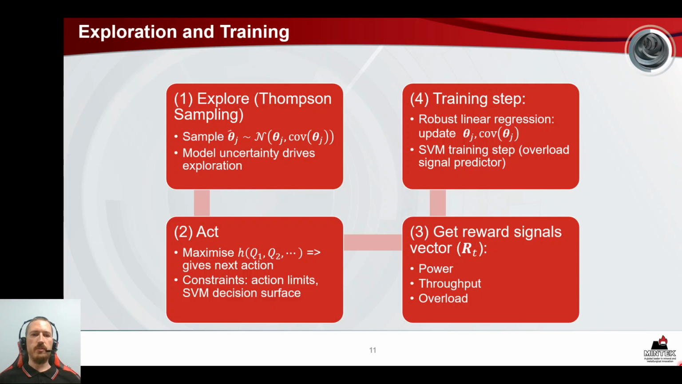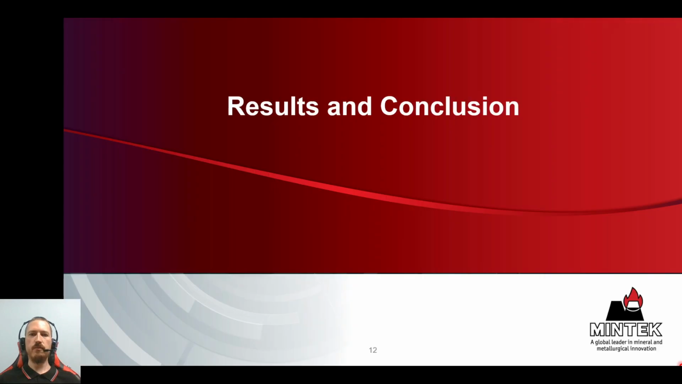Once we have the model parameters, we act. Here, we solve a constraint optimization problem to find the next action. Our constraints are action limits that are imposed for safety reasons, and learned constraints, which are learned via our support vector machine. We then get our reward signals, power, throughput, and overload, and those go into updating the models. We use robust linear regression to update our polynomial models and to estimate the covariance of those model parameters.